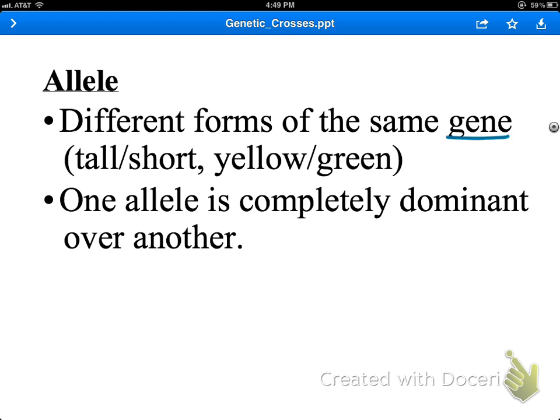There are different forms of the genes. So for height, you can have a tall allele or you can have a short allele. For pea color, you can have a yellow allele or a green allele. The form that we're going to talk about is called complete dominance, where one allele is completely dominant over the other. So one of these is going to show up as a dominant trait over the other, as in Mendel's terms, dominant and recessive.